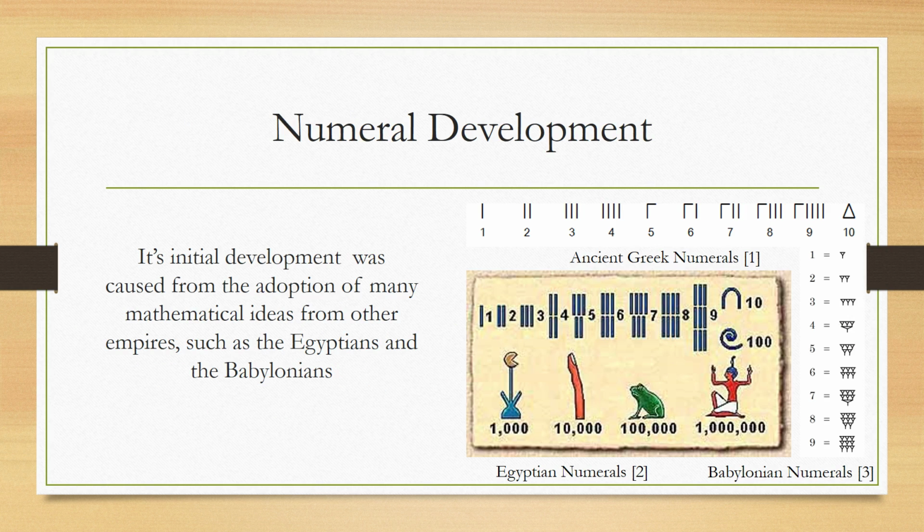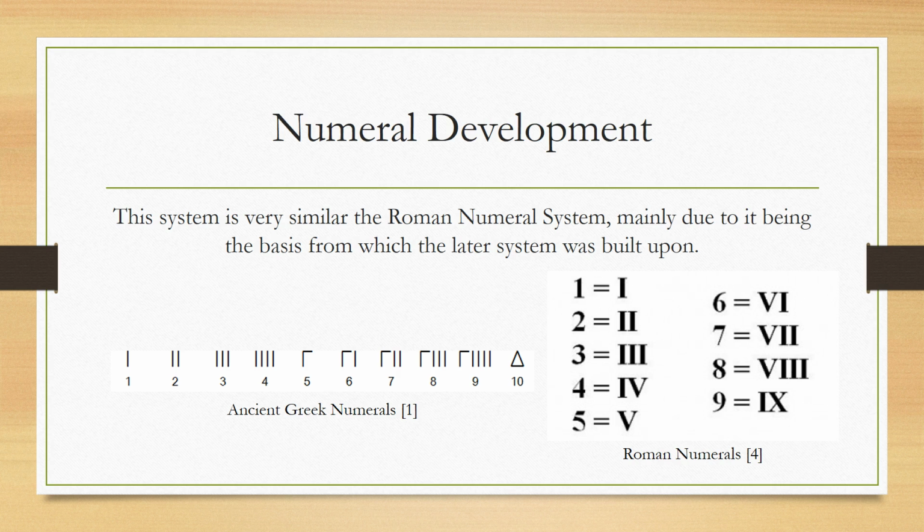Its initial development was caused from the adoption of many mathematical ideas from other empires, such as the Egyptians and the Babylonians, and you can sort of see that when you look at 1, 2, 3, and 4 for the ancient Greek numerals, Egyptian numerals, and the Babylonian numerals. They are all sort of additions of the symbol used there.